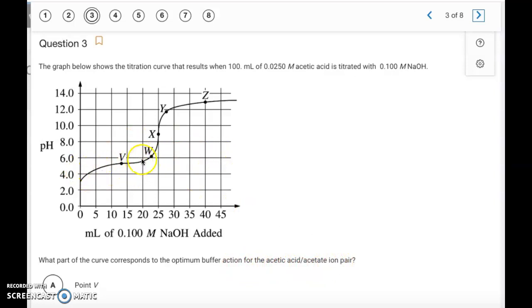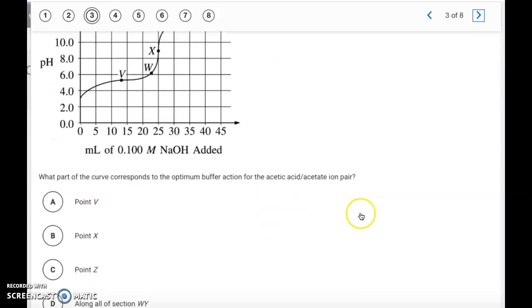This area down here is called the buffer region, where you have some of the weak acid and some of the conjugate base. Now at the half equivalence point, that's where you have equal amounts of each of those, and that's the optimal buffer region for this acid. So the half equivalence point is where you have this optimum buffer action. That's where it can handle the most amount of acid or the most amount of base that's going to be added. So it's going to be point V, so letter A.